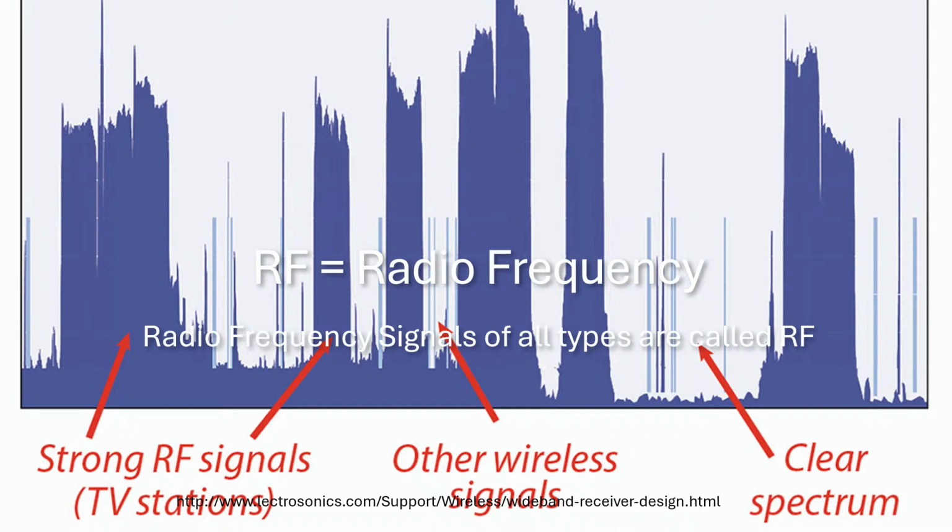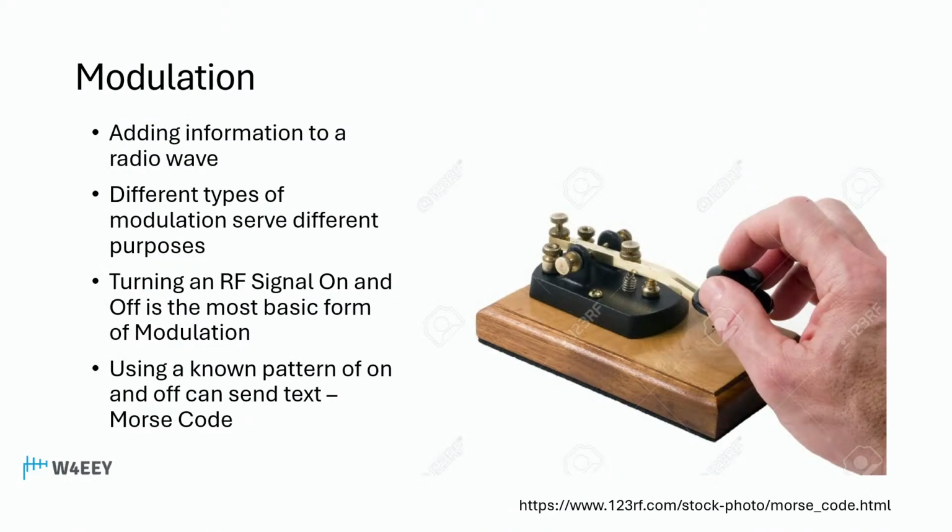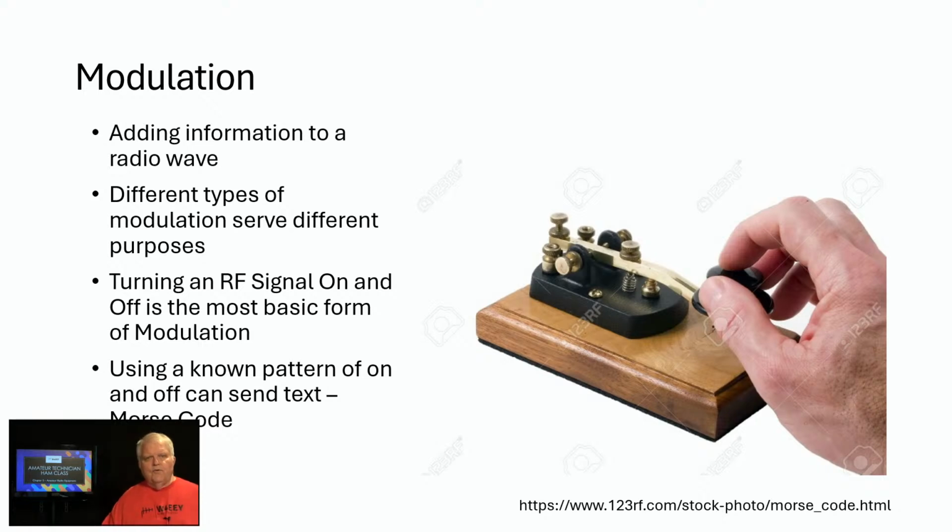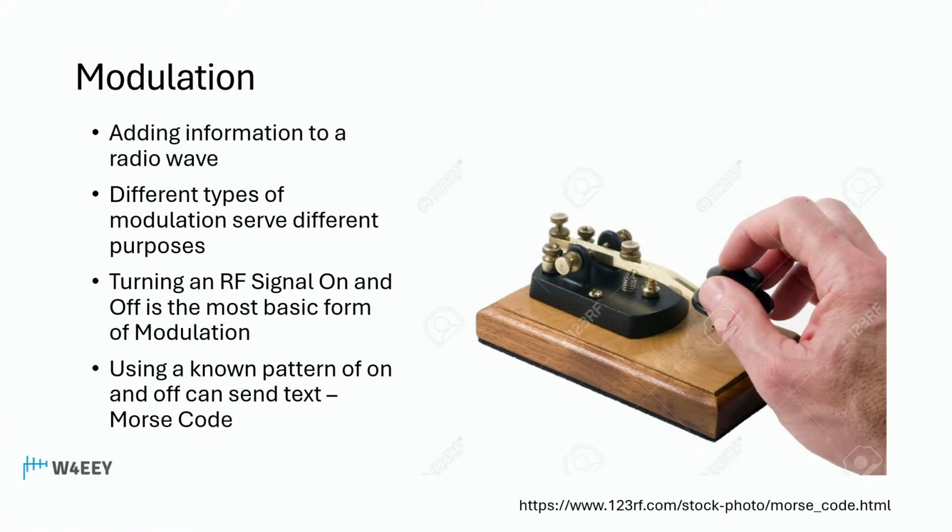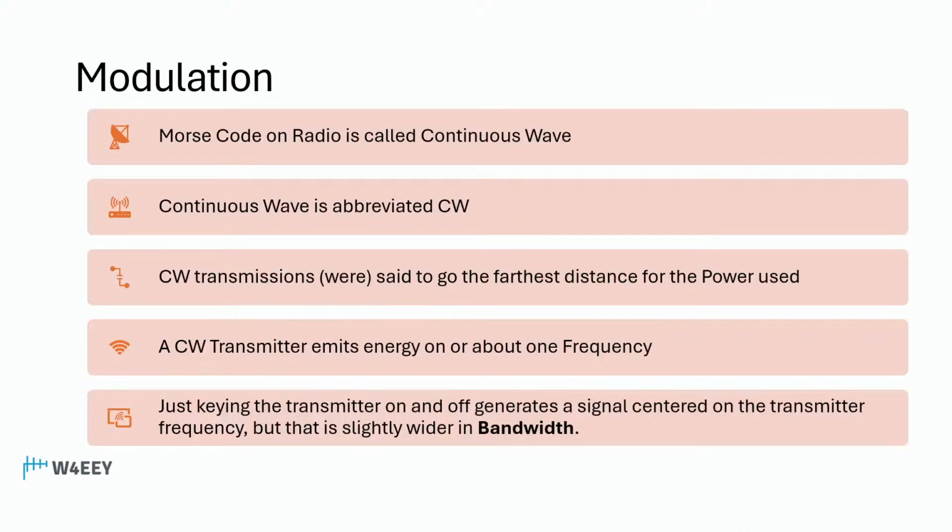And the way that we put information onto a radio frequency carrier, whether it be radio or television or digital signals, is something called modulation. Modulation is adding information to a radio wave, and it can be just as simple as turning the radio wave on and off in a pattern that is recognizable at the other end, Morse code. So here we have a Morse code key, and using this known pattern, you can send text messages and other information from point A to point B.